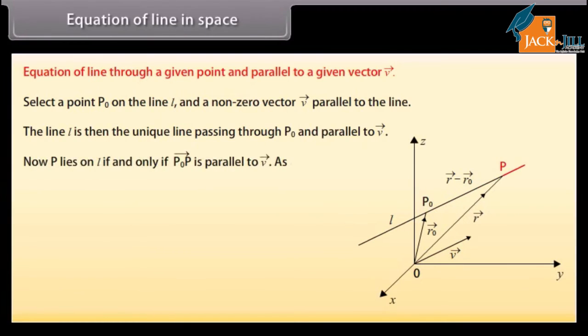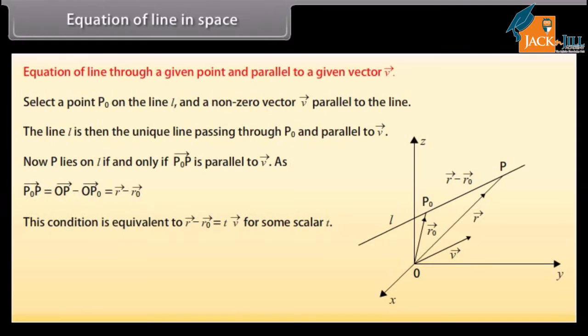Now P lies on L if and only if vector P0P is parallel to vector v. As vector P0P is equal to vector OP minus vector OP0, which equals vector r minus vector r0, this condition is equivalent to vector r minus vector r0 equals t times vector v for some scalar t. The equation vector r minus vector r0 equals t vector v is called a vector equation of the line L.